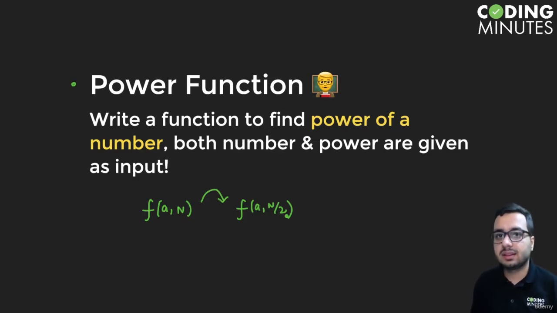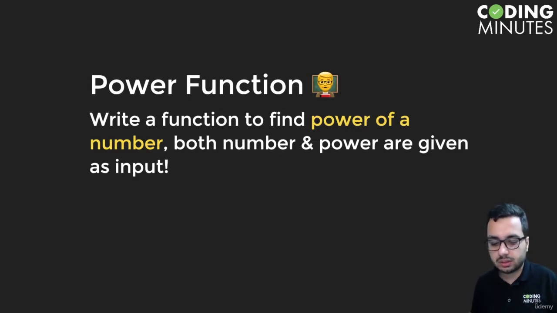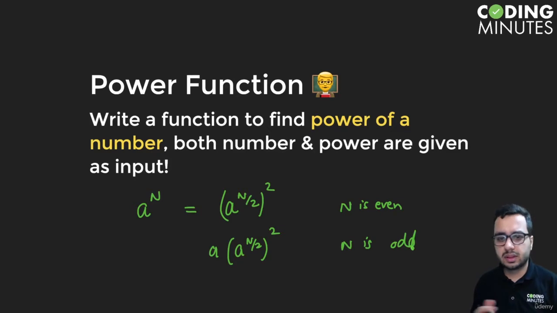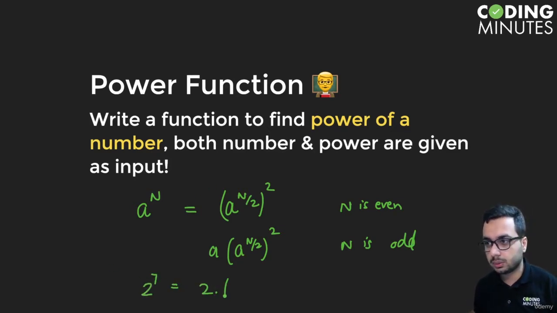So the answer is yes, it is doable. How? Let me just tell it to you. So I can write something raised to the power n as something raised to the power n by 2 square of this term when n is even, and if n is odd, then I will multiply this result with another a, okay, when n is odd. So you can easily see, if it is like 2 raised to the power 7, then you can say it is nothing but 2 into 2 raised to the power 7 by 2, that is 3, and square of this term.